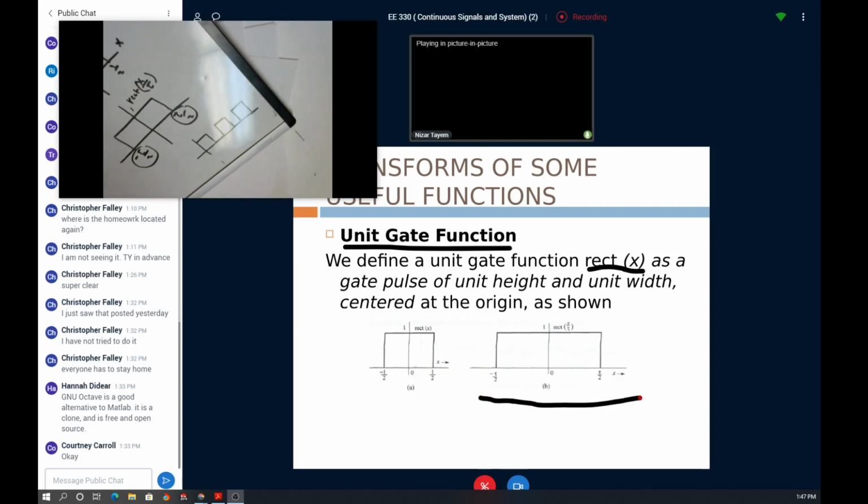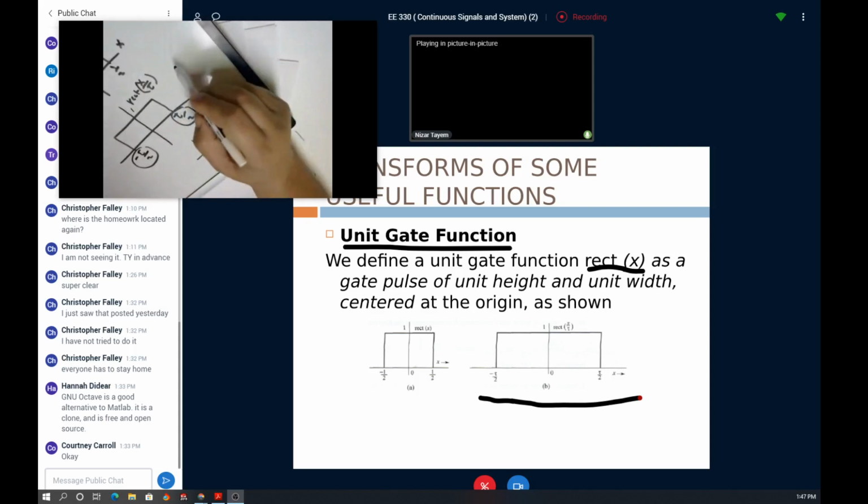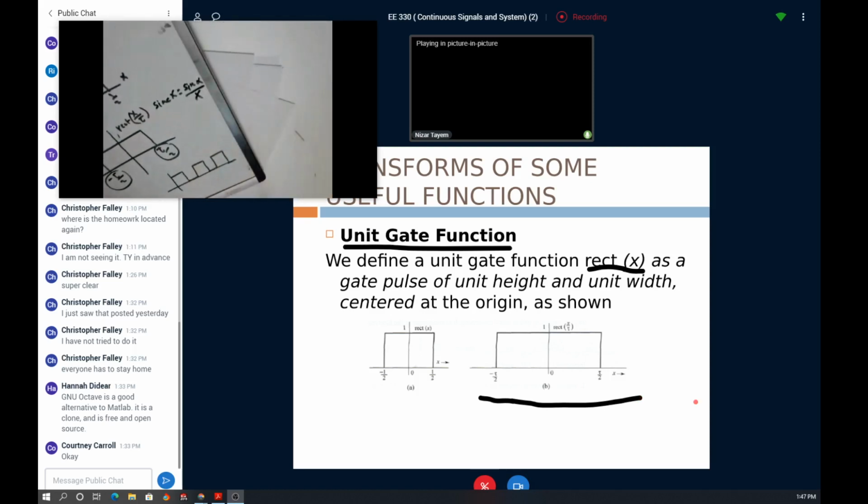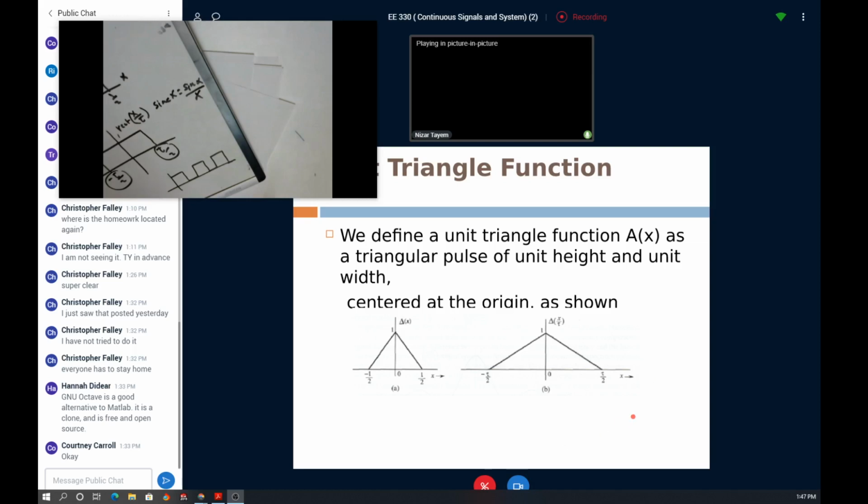No. It is a sinc function. Okay, it is a sinc function. The sinc function is like sine x over x, right? We define the sinc function, sinc x, as sine x over x. So the Fourier transform of the gate or rect function is a sinc function. Okay, let's do this again.